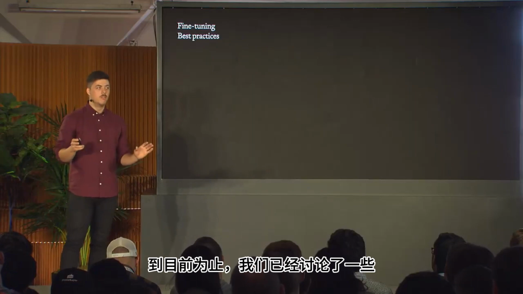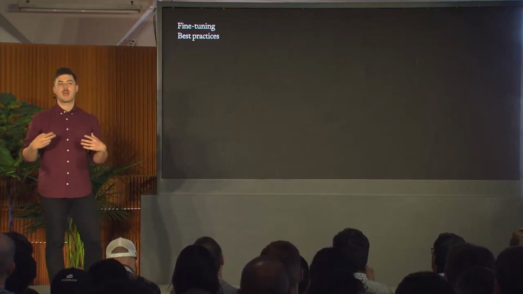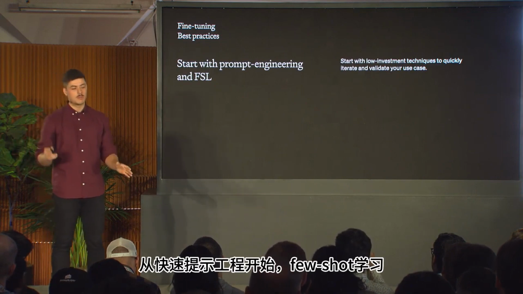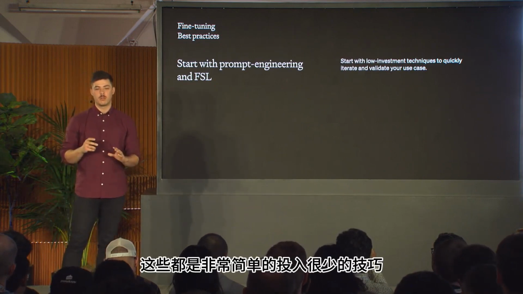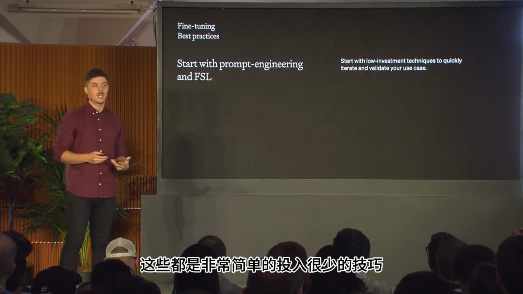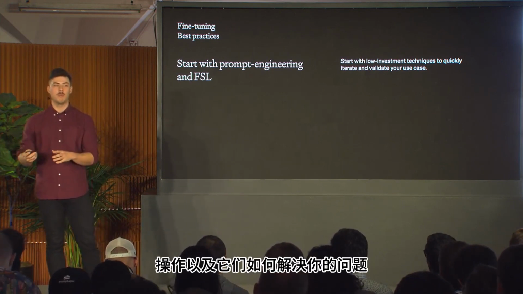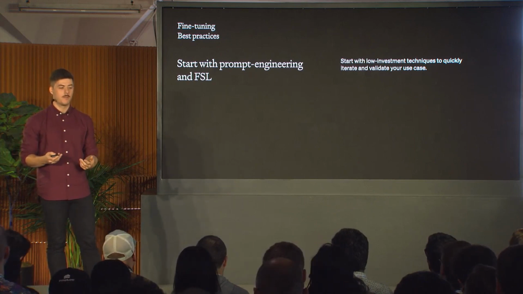So we've talked about a few of these up until this point, but I want to formalize some of the best practices that we recommend when it comes to fine-tuning. First off is to start with prompt engineering and few-shot learning. These are very simple, low investment techniques. They're going to give you some intuition for how LLMs operate and how they work on your problem, and it's just a great place to start.